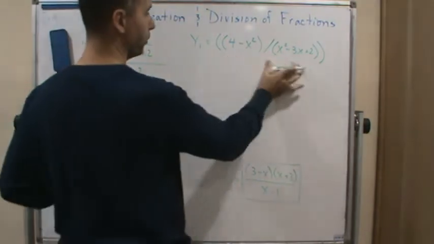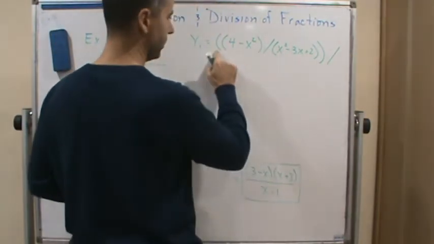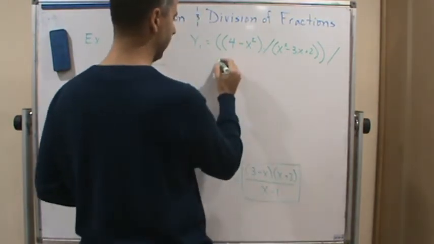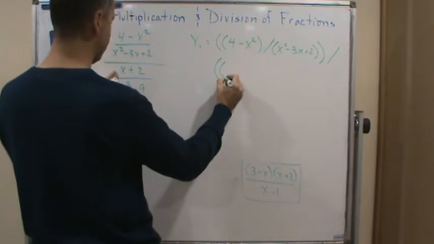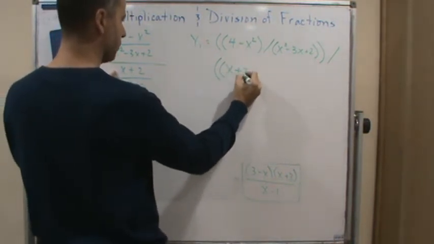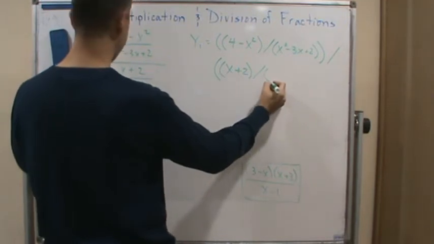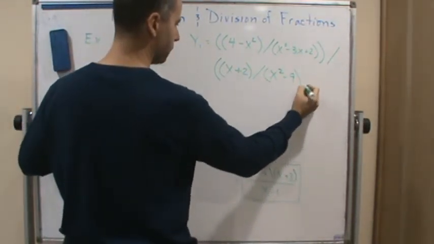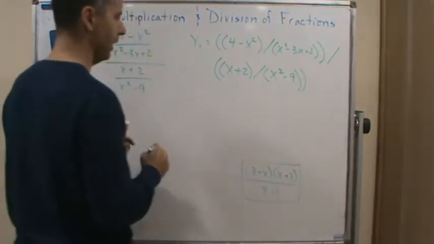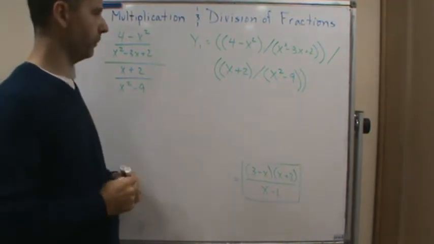So now this is your numerator. And then you'd have to have division. Now you're taking this whole thing, dividing by what? Now you're going to have another parentheses and do the same thing here. So parentheses, x plus 2, end parenthesis, division, open parenthesis, x squared minus 9, close parenthesis, close parenthesis. And so that's what you would put into your calculator for y1.